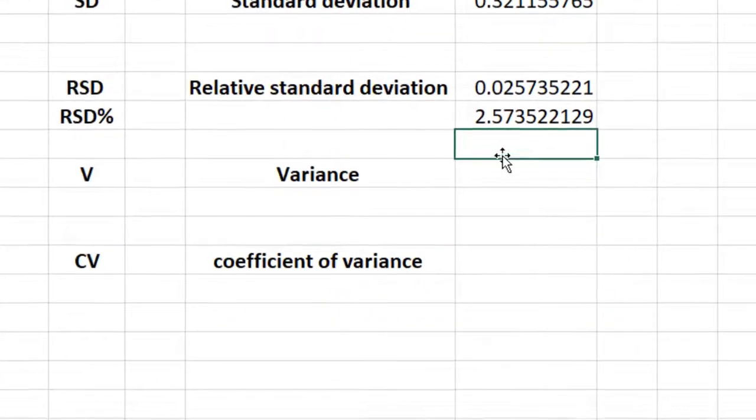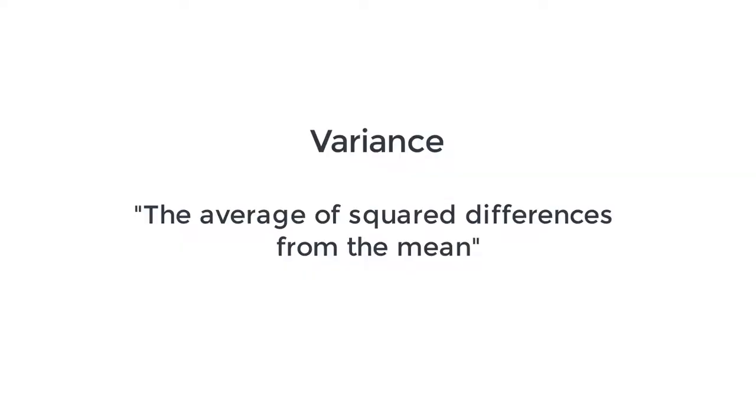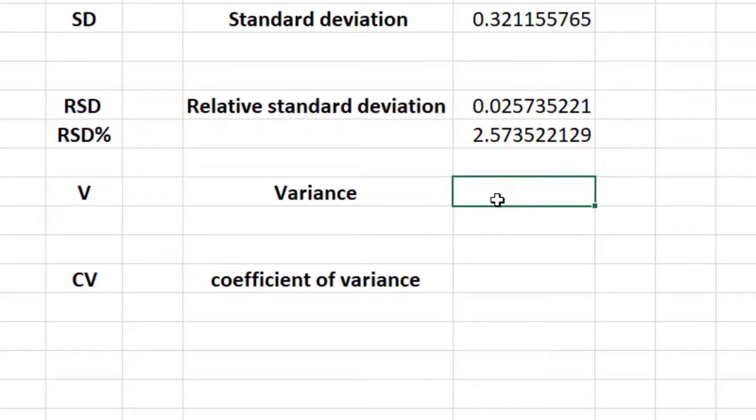The next one is the variance. And what is the variance? The variance is the measure of the variability from the average or mean, and it can be calculated as the average of a square deviation from the mean. I'm gonna do standard deviation square, this one, or let's do it directly: equal sign standard deviation and put the square sign in here and press enter.